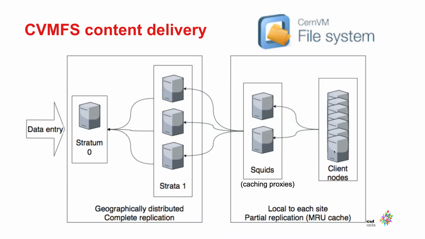So when a user requests a file on a client node, it will first look whether it already has it, which typically will be the case. If not, it will go to the local squid to fetch the data. If it's not there, it will go to the Stratum 1 layer. And there it will be there because it's a complete replication.